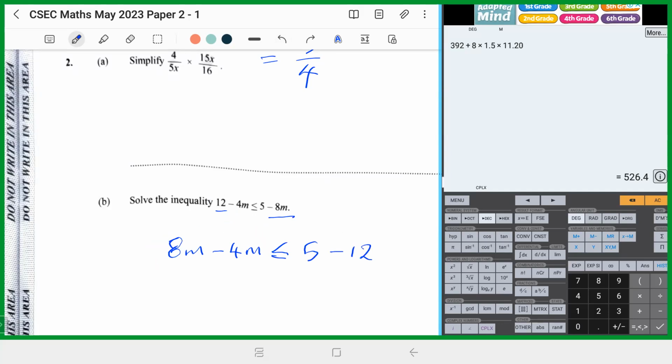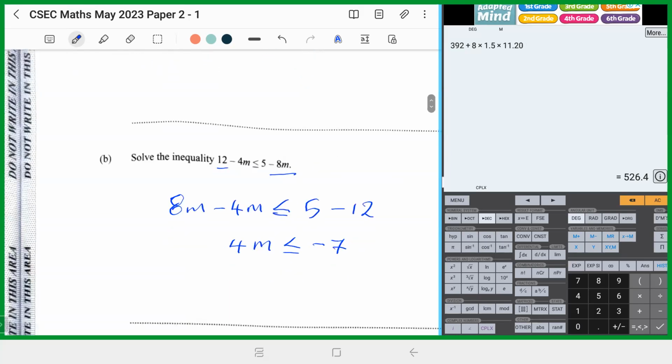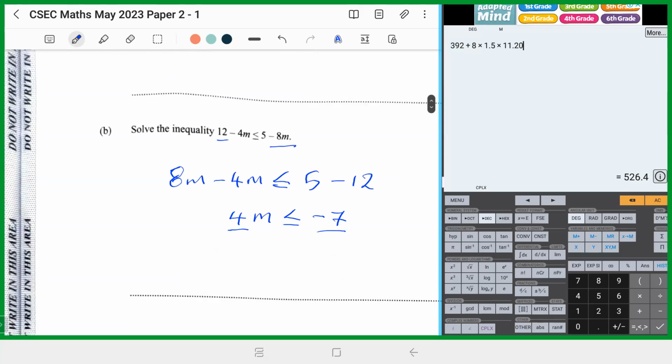This 8m minus 4m is 4m, less than or equal to, this becomes a negative 12. 5 minus 12 is negative 7. Then it's a matter of dividing both sides by 4. And it's a positive number I'm dividing with, and so there's no need to reverse the sign. So m becomes less than or equal to negative 7 over 4.